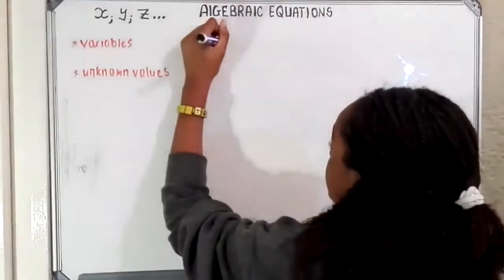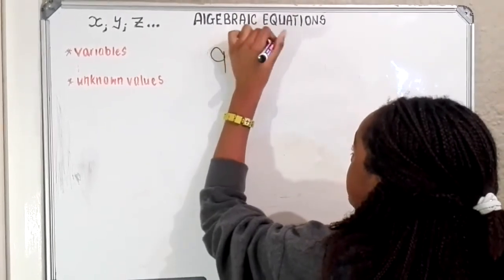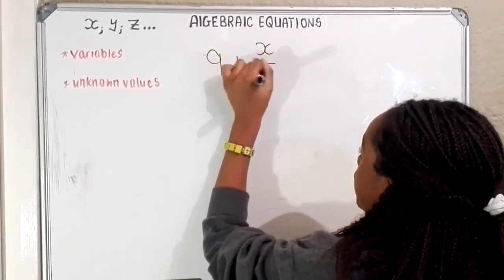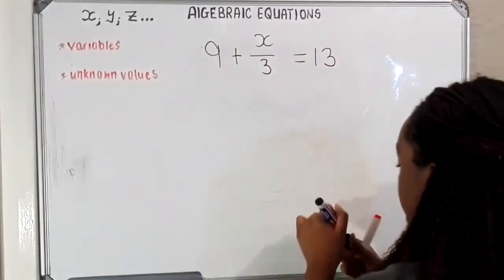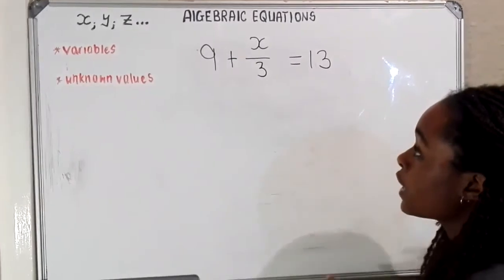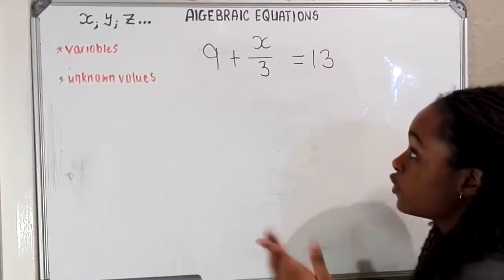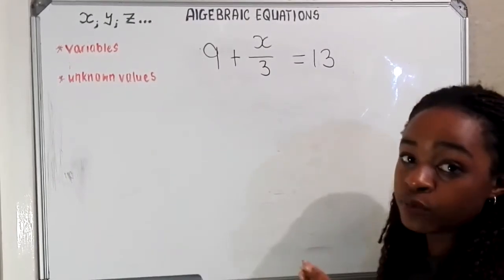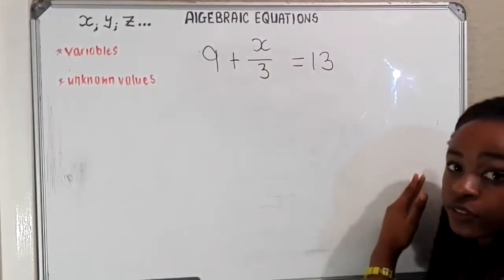Okay, so here's another one. Say we have 9 plus x over 3 is equal to 13, okay? So feel free to pause this video and try this one on your own, okay? As you can see, now we have fractions, but don't panic. It is very simple, and we just do the same rules, which is we want x on its own on one side and everything else on the other side.